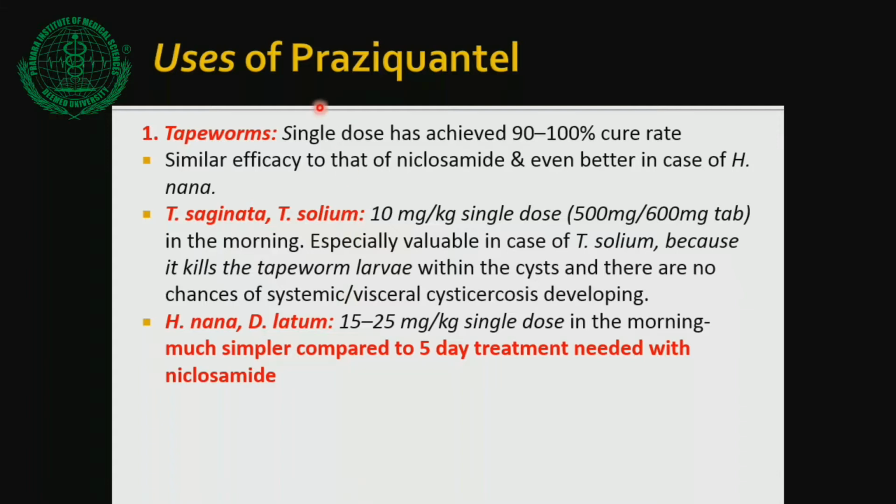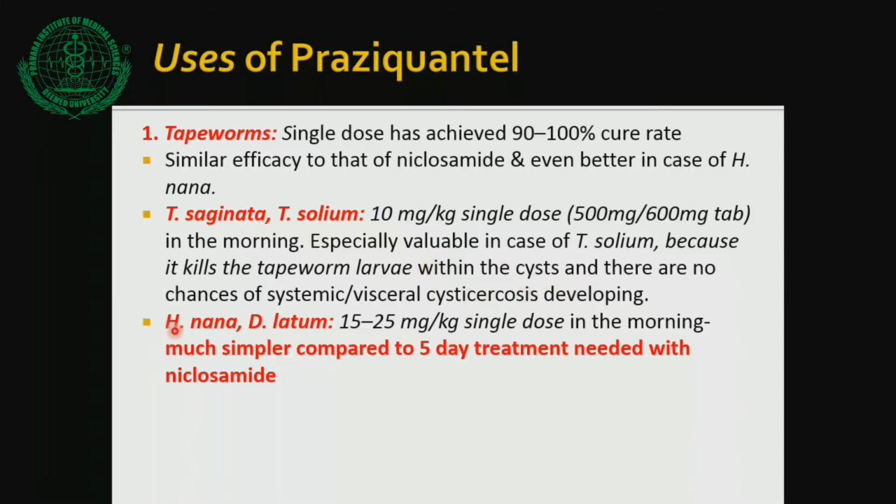So lastly, uses of Praziquantel in the various tapeworm infestations. A single dose has achieved 90 to 100% cure rate. For Taenia saginata or Taenia solium, we have to give 10 mg per kg single dose. A 500 mg or 600 mg tablet of Praziquantel is available, which should be taken in the morning. It is especially valuable in case of Taenia solium, because it kills the tapeworm larvae within the cyst and there are no chances of systemic or visceral cysticercosis developing. This we are comparing with Niclosamide.